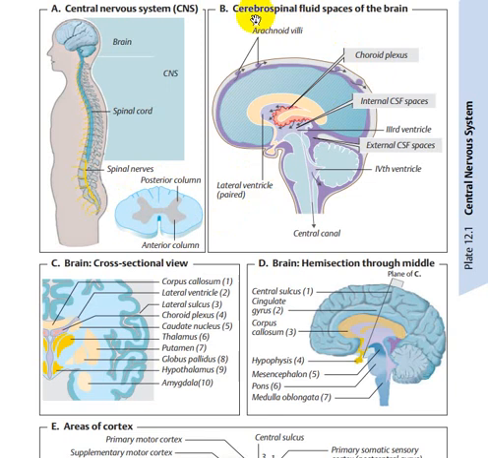So now let's see the cerebrospinal fluid spaces of the brain. We need to know that inside the brain we don't have interstitial fluid. The fluid which is present inside the brain is the cerebrospinal fluid.